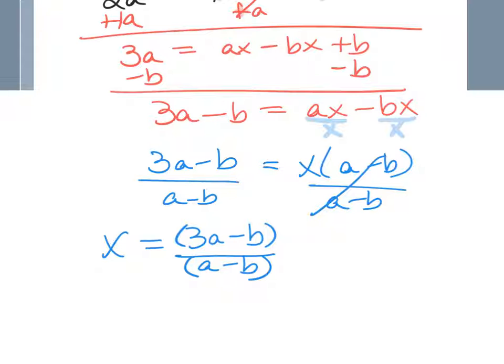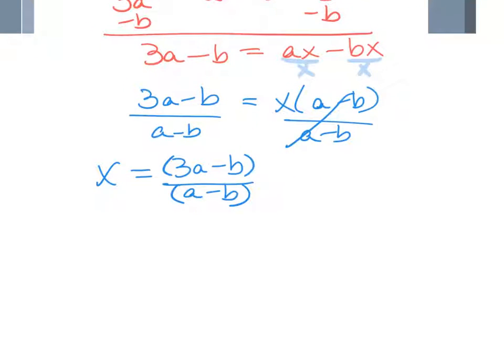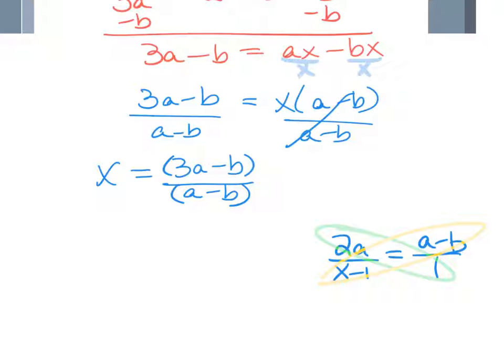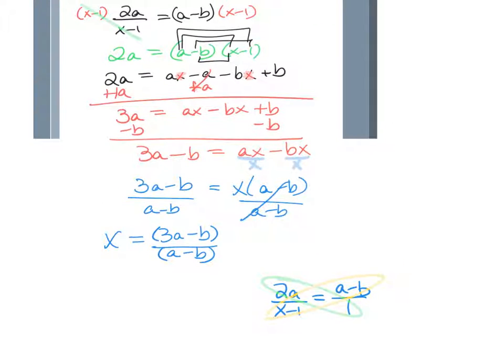The other way that you could have done this, and you would have gotten the same solving process, is if you have 2a over x minus 1, on this side where you had the a minus b, you could have put a 1 here, and then solve this as a proportion. Multiply this times this, this times this. Once you did that cross products, you would have gotten this same line that I got here. So the process is the same. So if you wanted to solve it as a proportion.